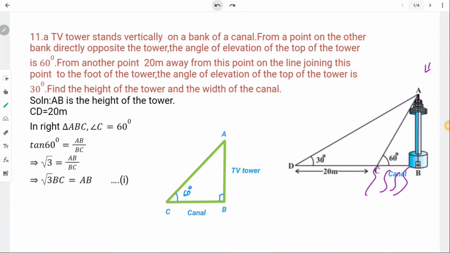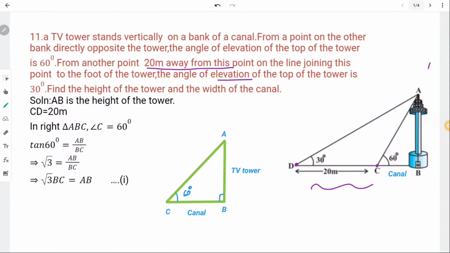So just opposite the tower, the angle of elevation, which means you are looking up, the angle of elevation of the top of the tower is 60 degrees. So when you're looking up from this point, it is 60 degrees. And now let's go to the next part. From another point 20 meters away from this point, so we're having this point, right? So now 20 meters away from this point.